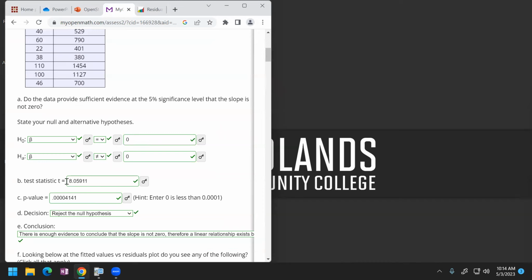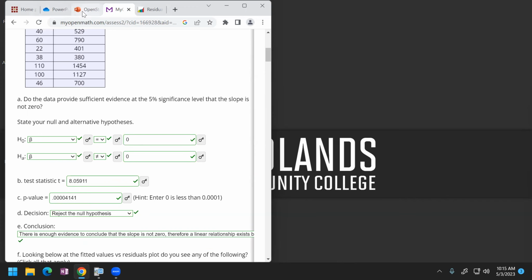We just did that calculation. The test statistic is 8.05911. The p-value was 0.00004141. So we reject the null hypothesis. So there is enough evidence to conclude that there's a significant relationship between these two variables, so the slope is not zero. Again, does it matter that we're testing beta or rho? No. We conduct the same test, we get the same p-value, no matter what we do.